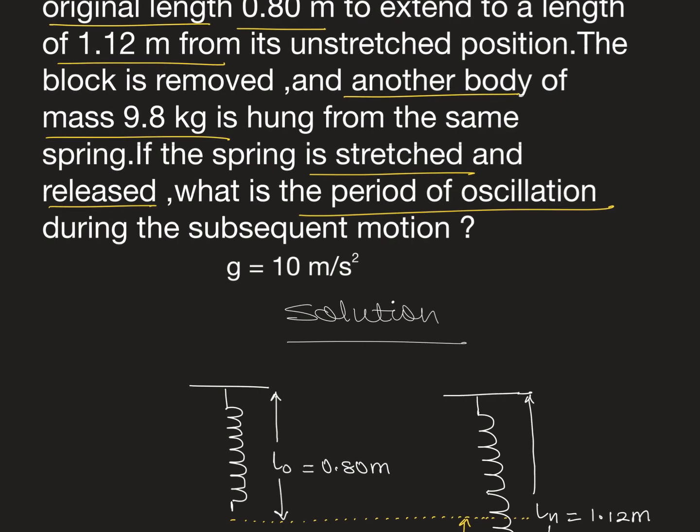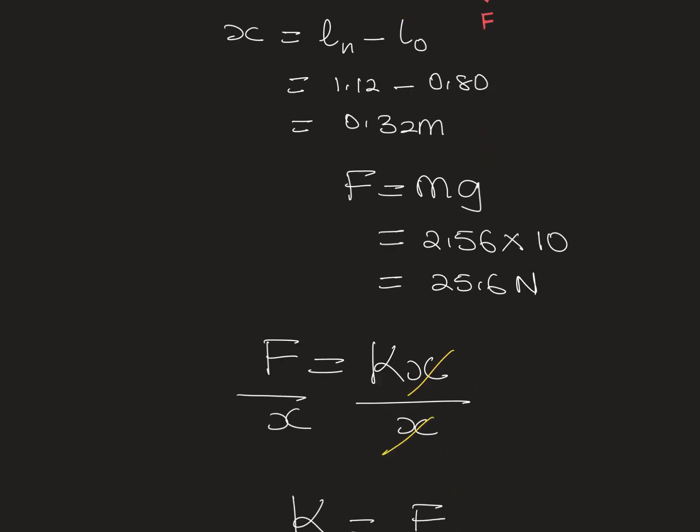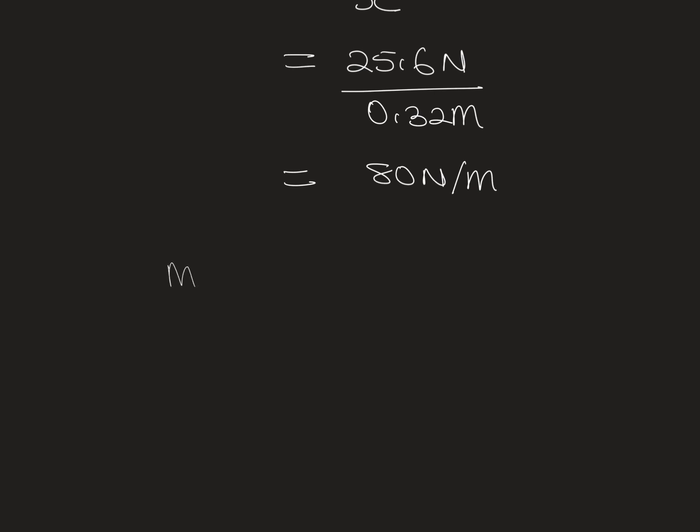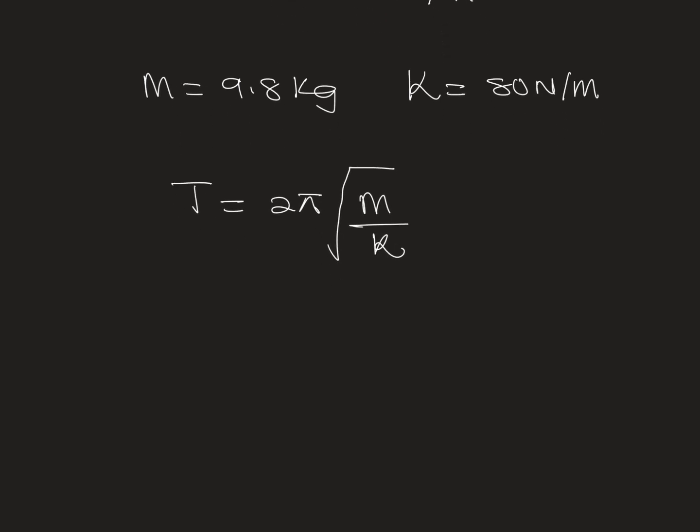It wants us to find the period of oscillation when the 9.8 kilograms mass is hung from the same spring. So the mass given is 9.8 kilograms, and we know that the spring constant is 80 newtons per meter. So with this information, how do we find the period? The period is equal to 2 pi, the square root of the mass divided by the spring constant. So that is the formula that you should remember.